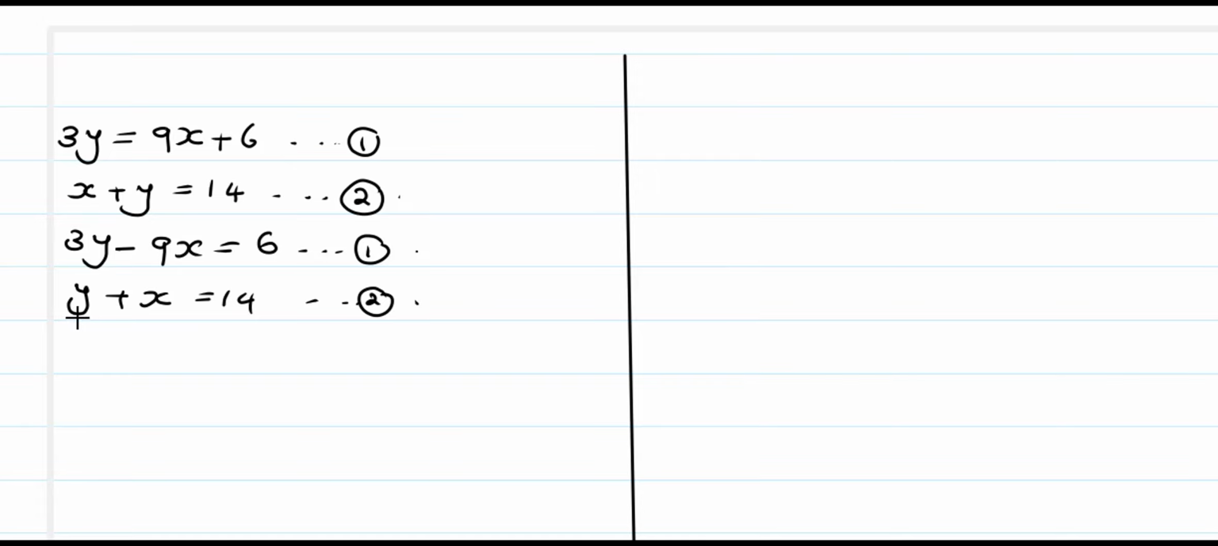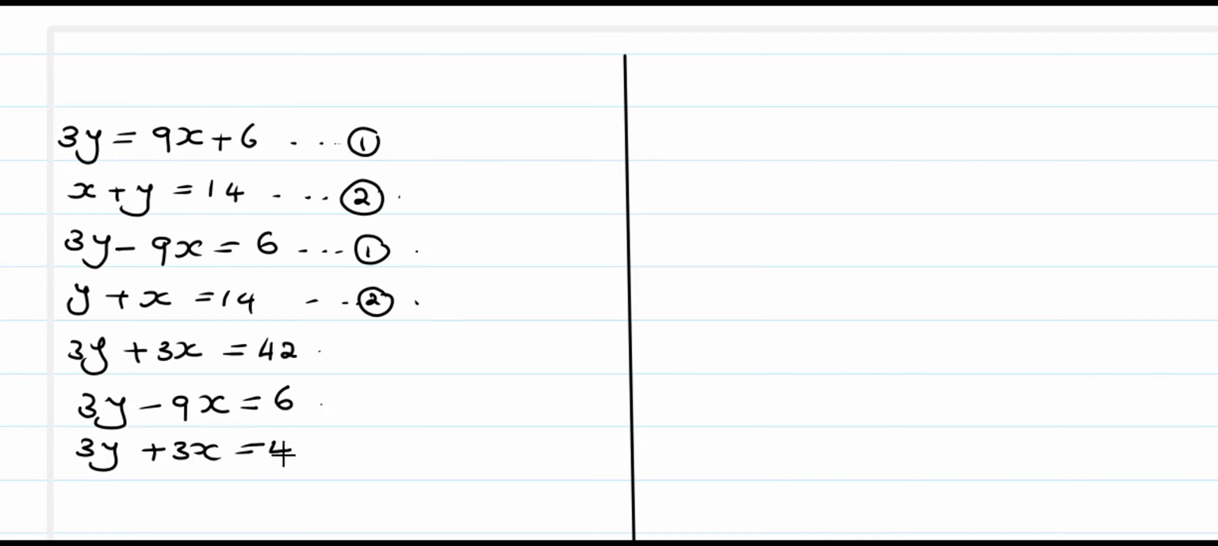For example, here I have y and here I have 3y, so I can force this y to be 3y. And to do so, I need to multiply by 3 across this equation. So it will be 3 multiplied by y, which is 3y, plus 3 multiplied by x, which is 3x, is equal to 14 multiplied by 3, which is 42. Then we can arrange them again like this: our first equation was 3y minus 9x is equal to 6. Then we have the new one, which is 3y plus 3x is equal to 42.